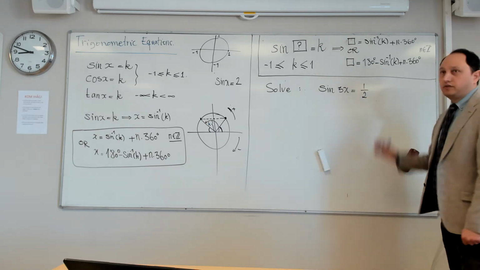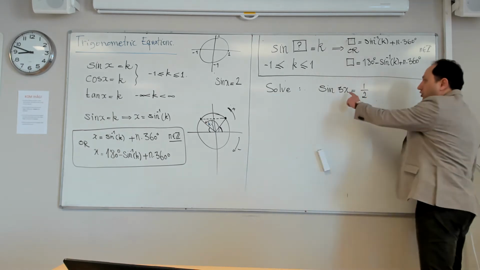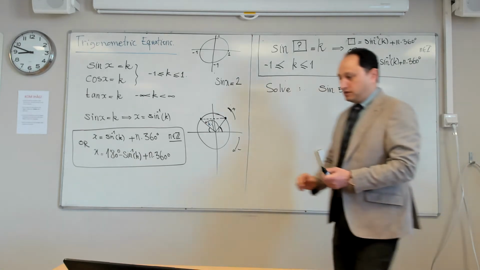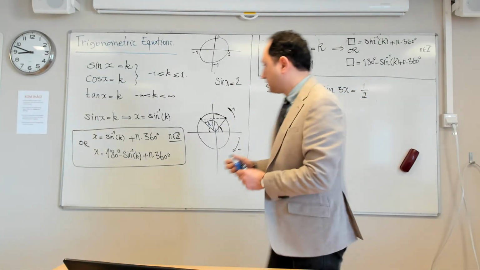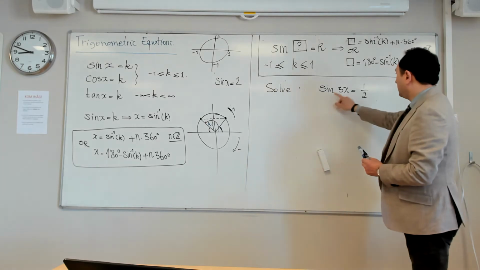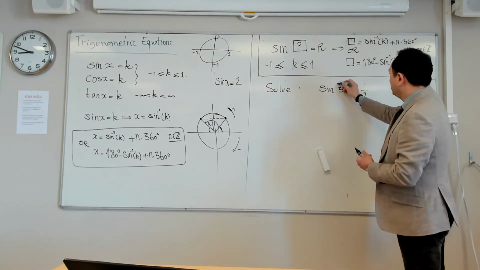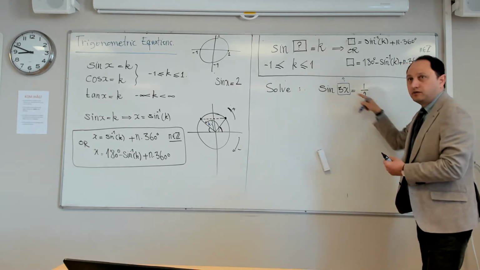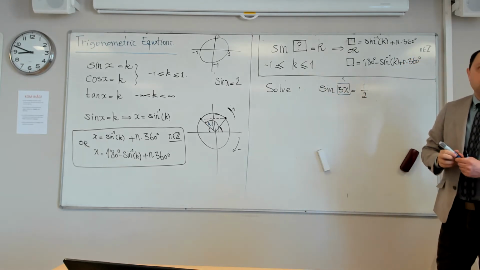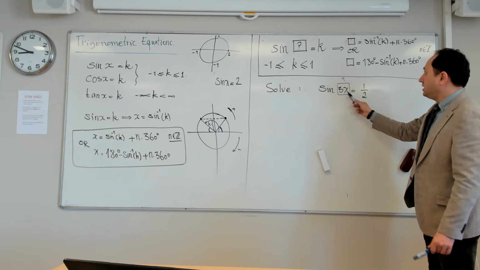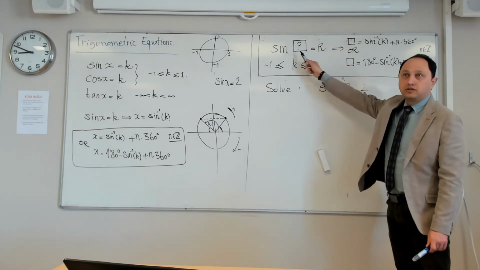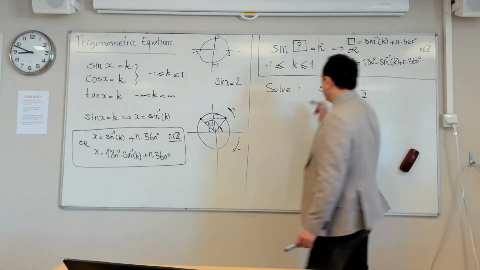Okay, we want to solve this equation. So my unknown is x. So what is the box in this problem? Sine of something that I don't know is equal to 1/2. I'm supposed to find x. Yes? So 3x here is playing the role of that box. So what comes next?